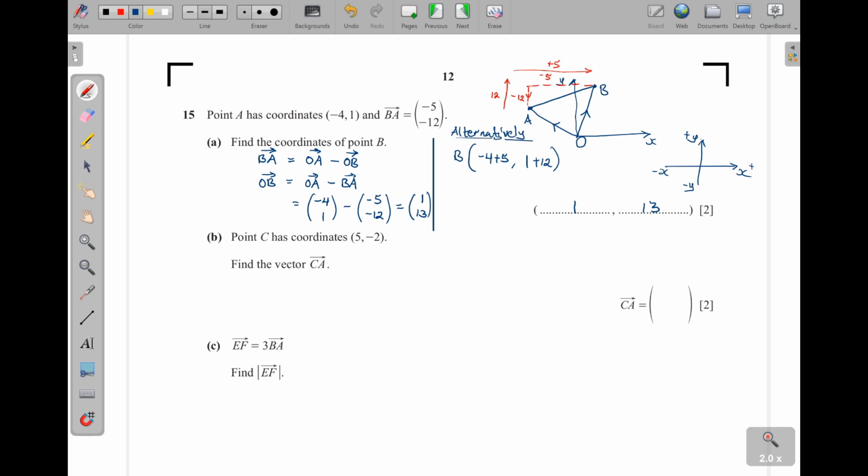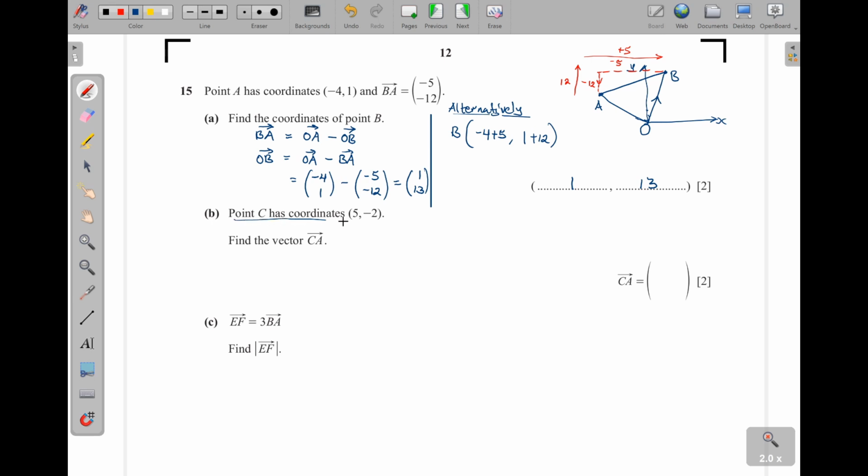So that is that there. Then part B, point C has coordinates (5, -2). Find a vector CA. So I'm not going to waste time. CA, just like I've told you, get the last one minus the first one. OA is (-4, 1). Then OC will be (5, -2), because the coordinates were given here.